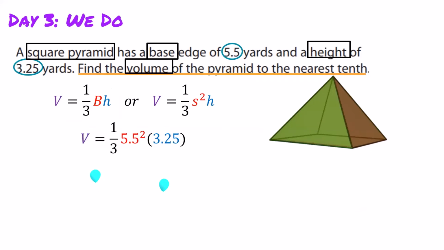Next, we will substitute our variables with our values. So we know that our base edge is 5.5 yards. And if we look at our formula, we would have to square that number to get our area of base. We know that our height is 3.25. So we would continue moving on.